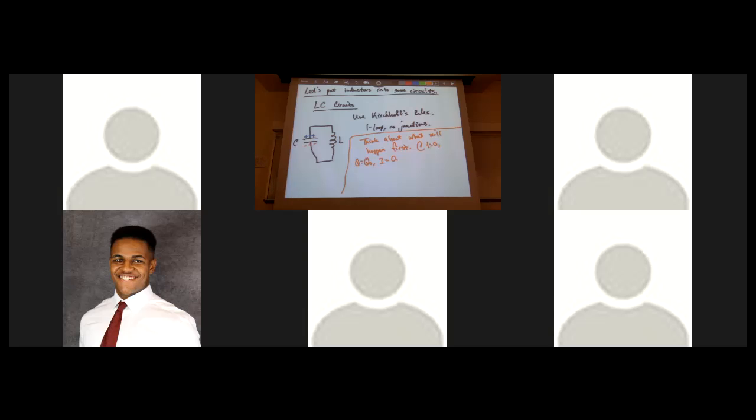So the first thing we're going to look at is what's known as an LC circuit. We're going to put here a capacitor, and we're going to say that initially our capacitor at t equals 0 is fully charged. So there's some initial charge on it, and there's no current running through the system. The inductor is basically just sitting here at the moment.